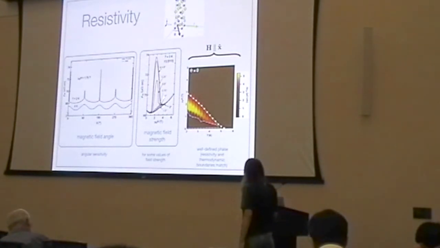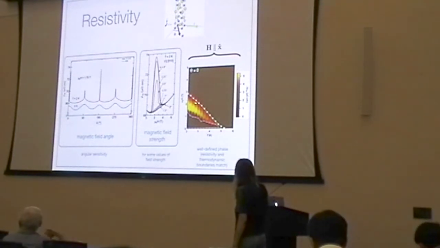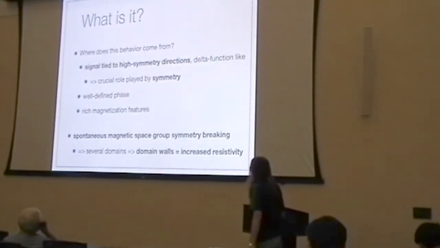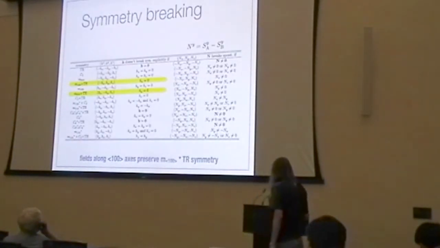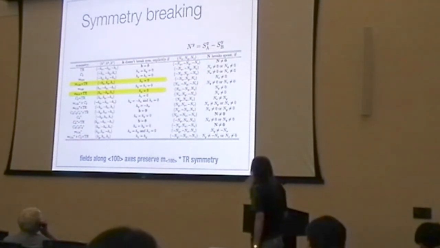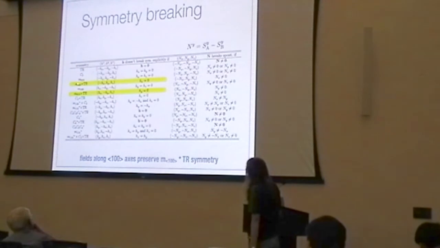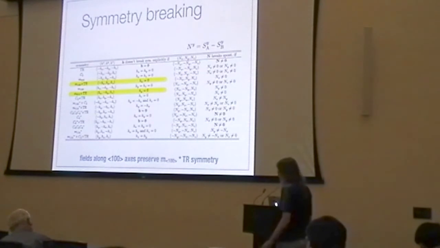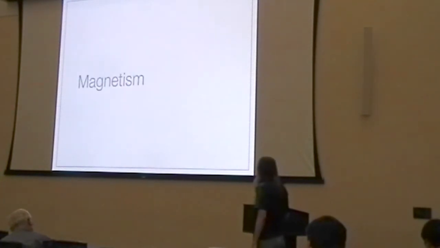But another very important thing which we observed is that this feature should actually define a phase. So in the phase diagram, temperature versus H, there is a well-defined phase where this feature exists, while elsewhere in the phase diagram you don't have these multiple features. So it's going to be due to symmetry breaking, and if you list all the symmetries in this compound, you see that along this high symmetry direction where you see these delta function peaks, there's one symmetry which is not broken, and all the other symmetries are broken.